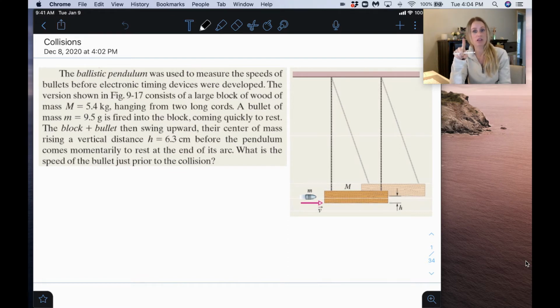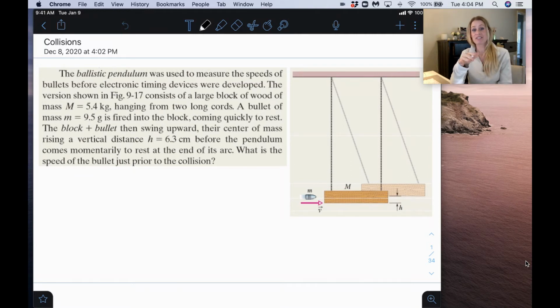Now, the first thing that you want to ask yourself here is, what kind of collision is this? Is this elastic or is this inelastic? Well, what happens here is the bullet becomes embedded into the block. So this is an inelastic collision. We still have conservation of momentum, but there's no conservation of kinetic energy.